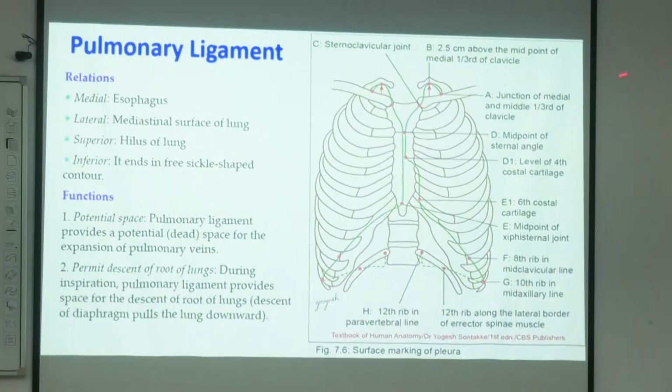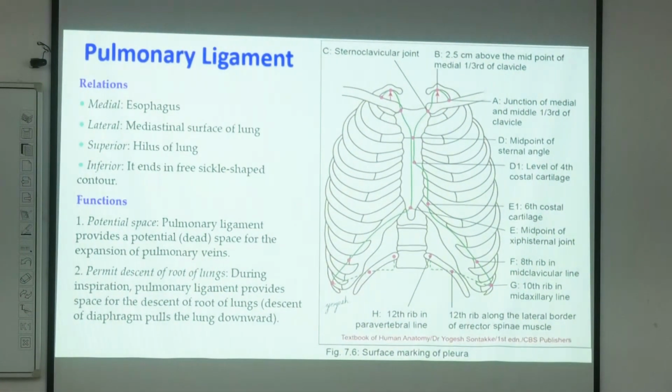Now the relations of the pulmonary ligament: medially it is related to the esophagus, laterally the mediastinal surface of the lung, superiorly the hilum of the lung, and inferiorly it ends in a free sickle-shaped contour. Okay. What is the function? Function is important. It provides a potential space. Pulmonary ligament provides the potential or dead space for expansion of the pulmonary veins. During excessive blood supply, there will be engorgement of the pulmonary vein, and this potential dead space accommodates the expansion of the vein. It also permits descent of the root of the lung during inspiration, providing space for descent of the root of the lung during the descent of the diaphragm, and pulls the lung downward.